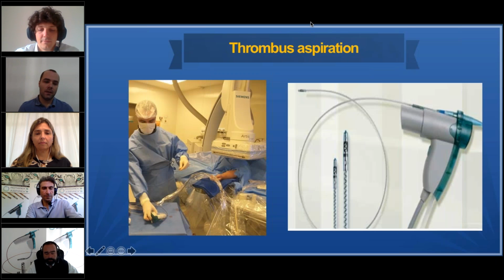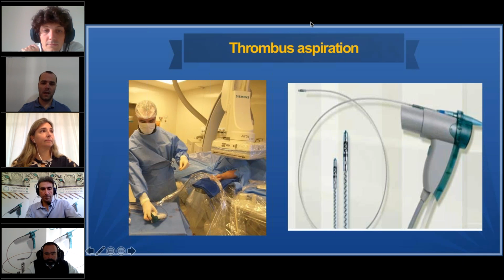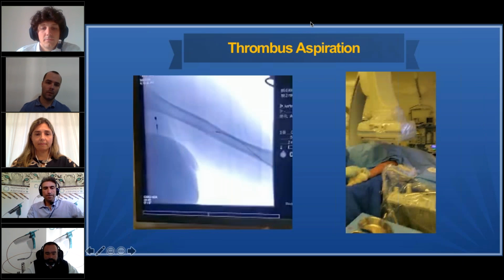In this picture on the left, I'm passing the Rotarex over the guide wire, and on the right, you can see the Rotarex. The energy cable and the Rotarex fit to each other magnetically. It's very easy to put together in the operating room.